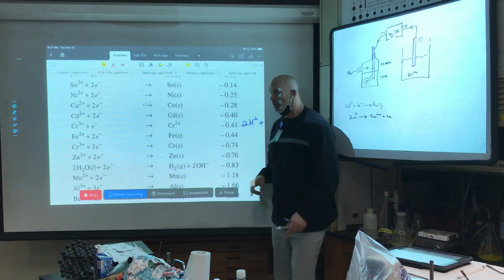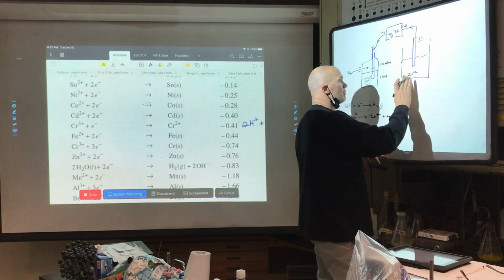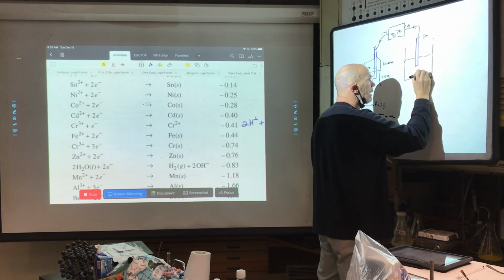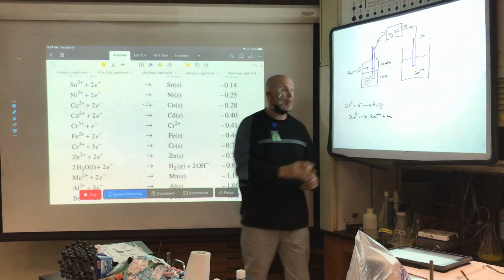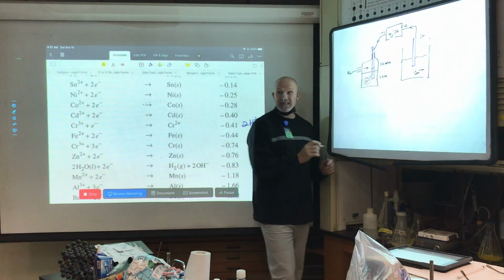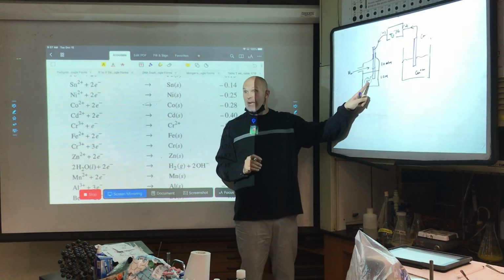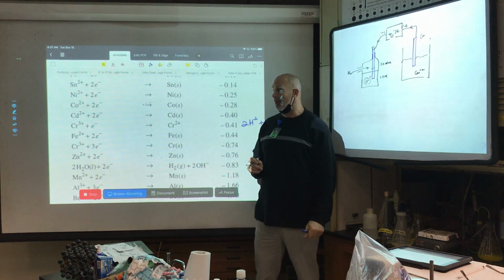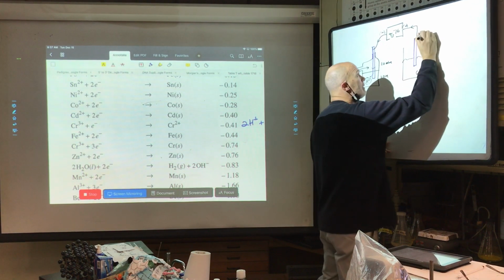Okay, now, what if I change this to copper? This is copper and copper plus 2, and I could put copper plus 1 there. Okay, same experiment. Except this time, the H plus is not strong enough as an oxidizing agent to rip electrons from copper. Okay? So that doesn't happen.